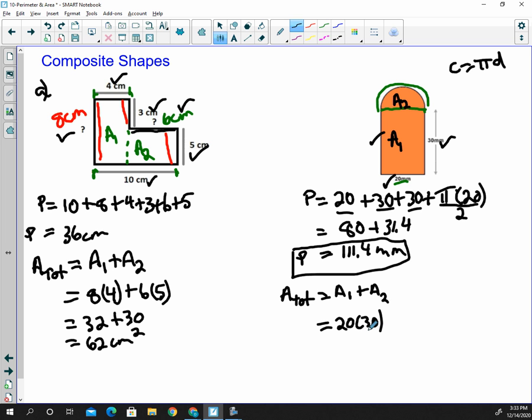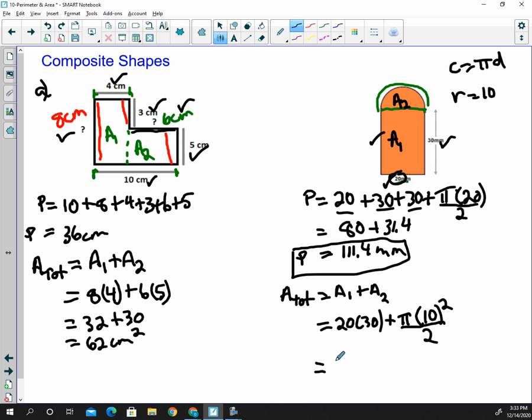And then the next part is just to find the area of the semicircle. So we're just going to take the area of a circle, which is pi times the radius squared. Hang on, we need to find the radius. We know that the diameter of that circle is 20, so we know that the radius has to equal half of that, which is 10. So we're going to take pi times the radius squared, and then we need to divide it by 2 since we only have half the circle.